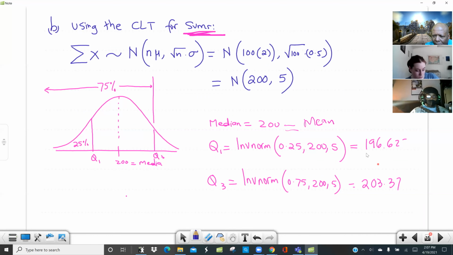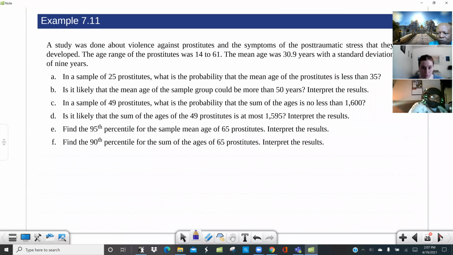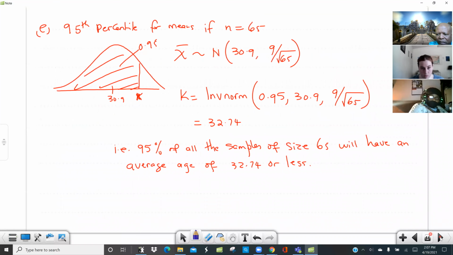203.37 minus 196.962, 6.75 is the interquartile range, which is the same as the middle half. In the middle, 50% in the middle. All right, so this is what we have. I think this is also almost the same thing here. Let me go look at it.